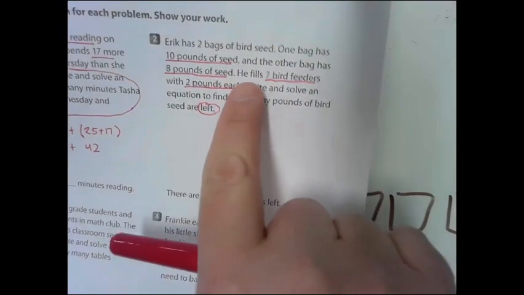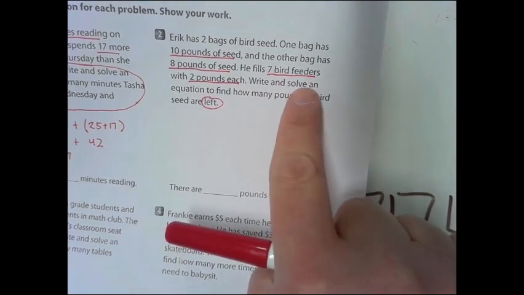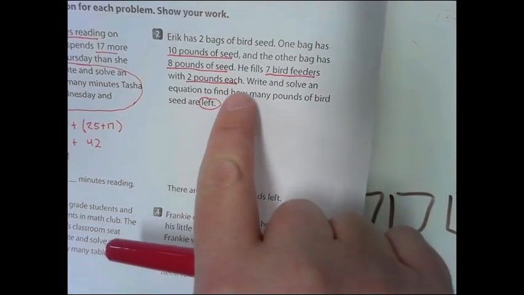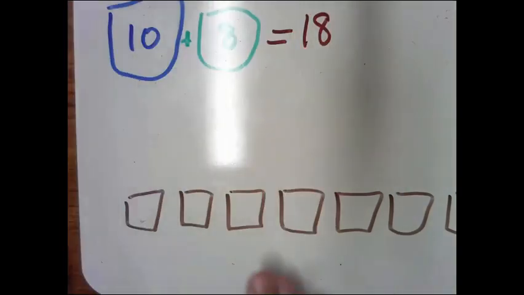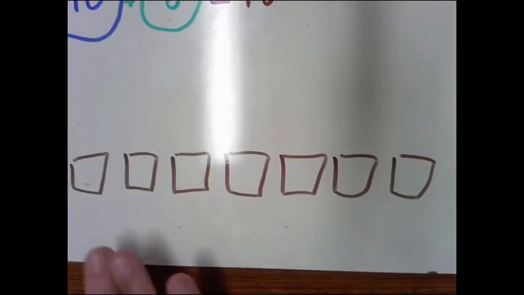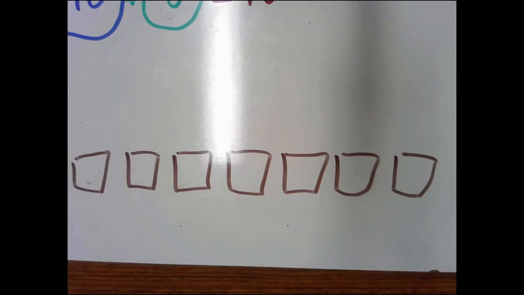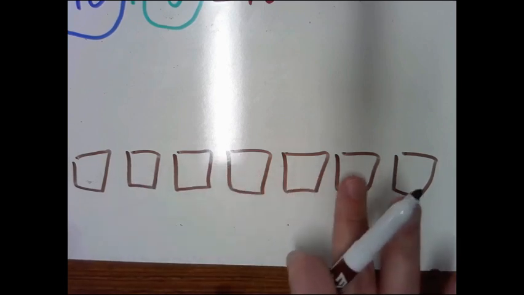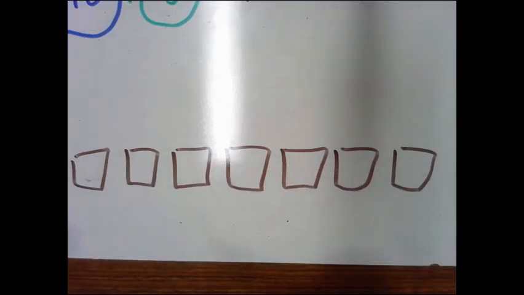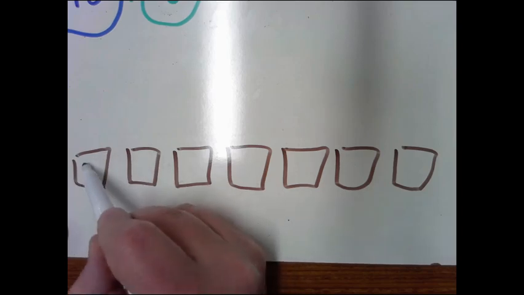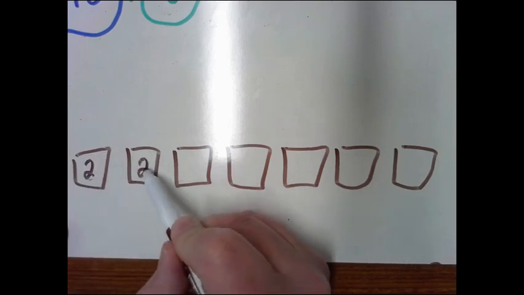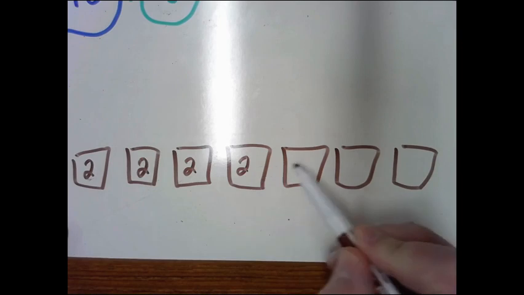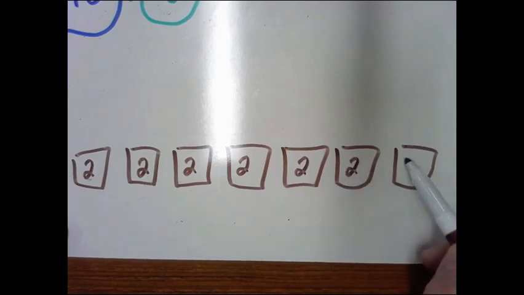So according to the problem, he fills 7 bird feeders with 2 pounds each. Okay, so that's what he's using. So here I just did some squares for the bird feeders, and he has 7 bird feeders, 1, 2, 3, 4, 5, 6, 7, that he's filling with 2 pounds each. So I'm going to go 2, 2, 2, 2, 2, 2, 2.